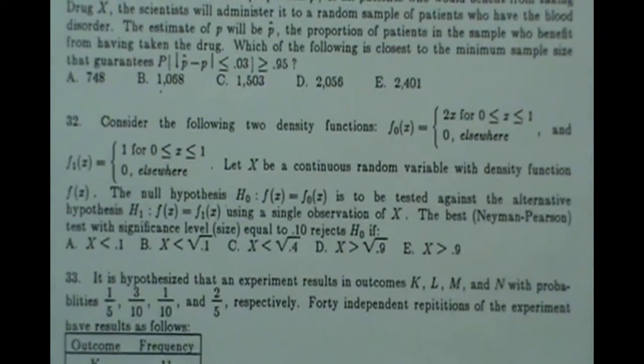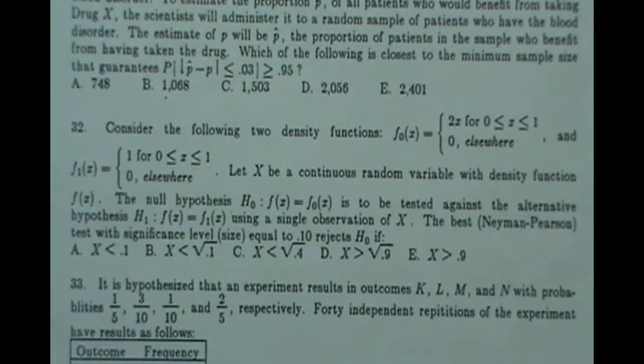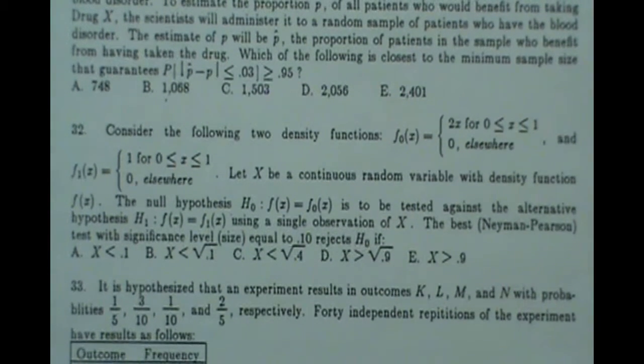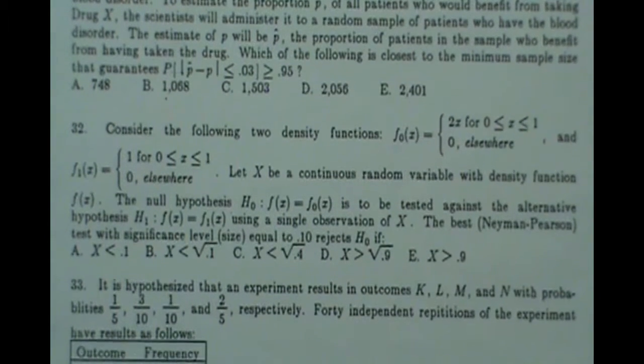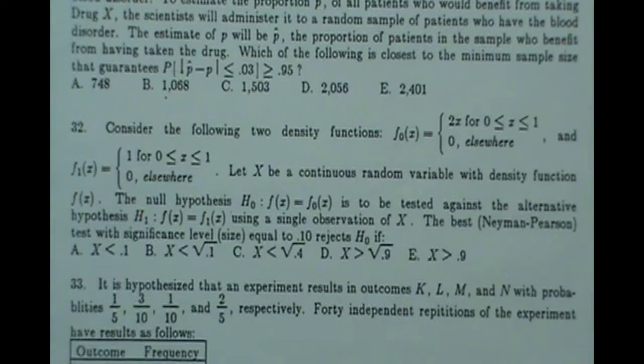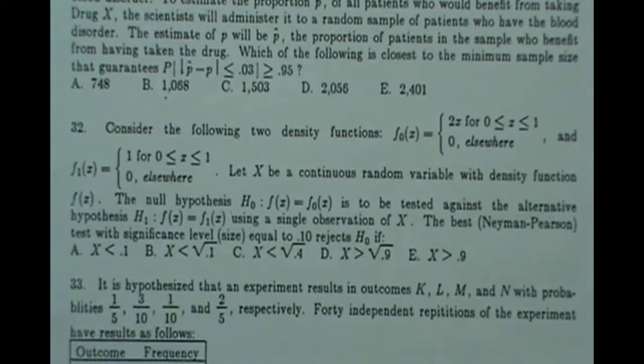Number 32, consider the following two densities: f0 of x equal to 2x, f1 of x equal to 1. Let x be a continuous random variable with density function f of x. The null hypothesis that f of x is equal to f0 of x is to be tested against the alternative f of x equal to f1 of x, using a single observation x. The best Neyman-Pearson test with significance level equal to 0.1 rejects the null if.